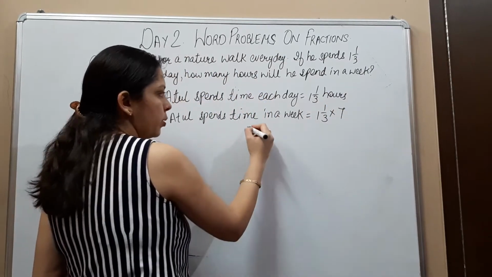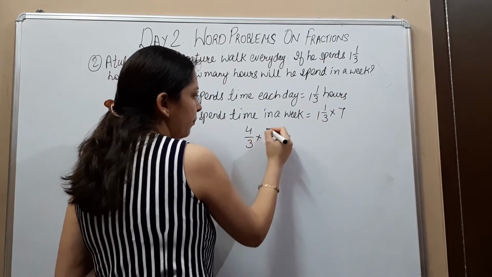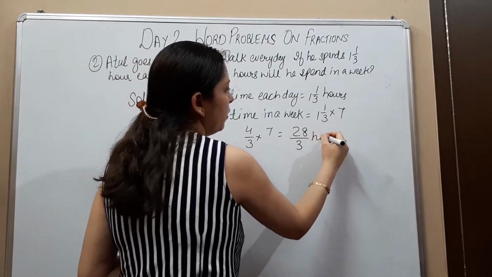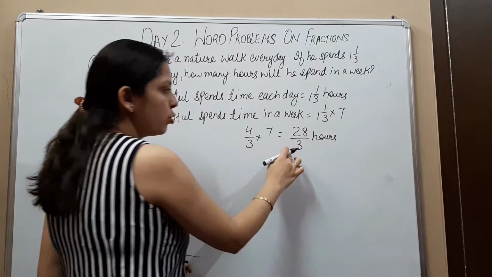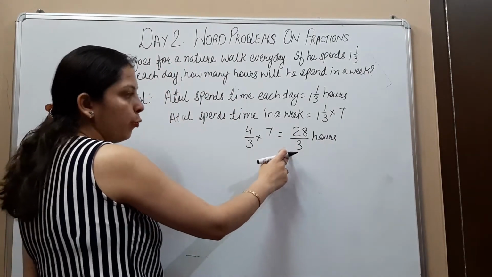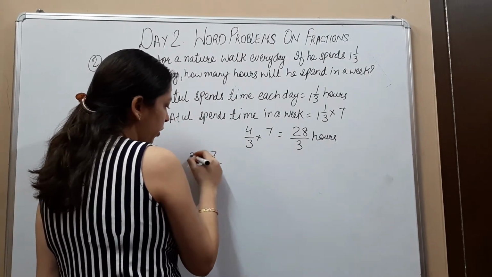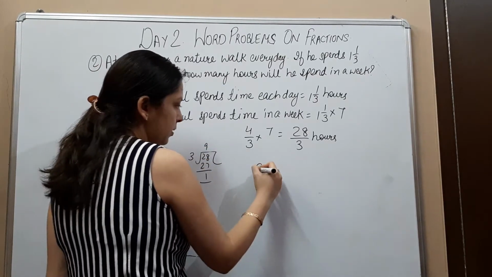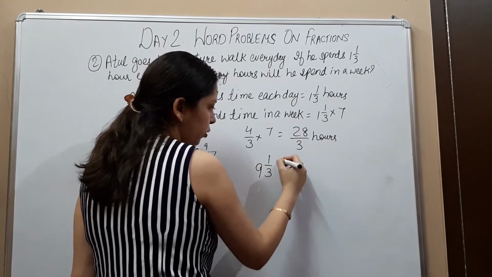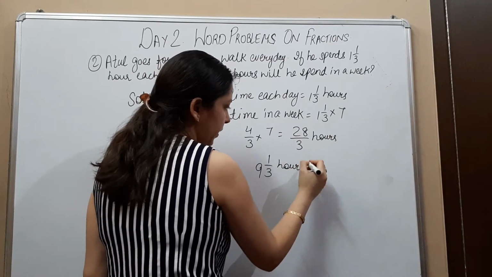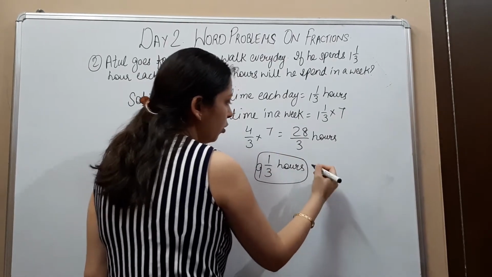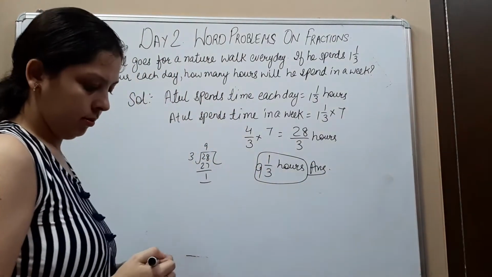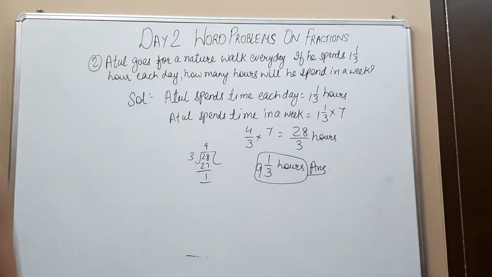3 times 1 is 3 and plus 1 is 4. So it's 28 by 3. 28 by 3 hours is the time he spends in a week. We will convert it into a mixed fraction. So it's 9 whole 1 by 3 hours. He spends this much time in a week in a park. I hope you get this question.